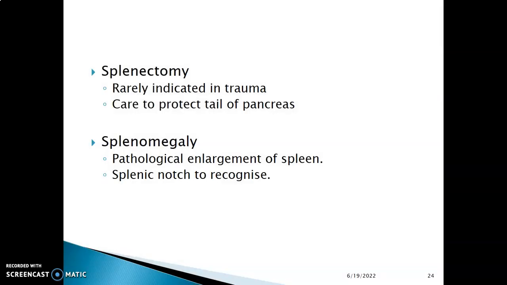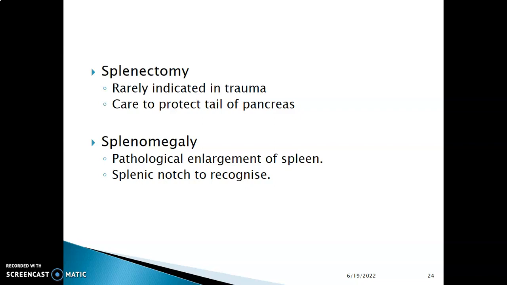So we have what we call splenectomy. Remember, we said the spleen is a lymphoid organ, so it contains immune cells that are able to fight pathogens, and the spleen also destroys worn out or abnormally shaped blood cells. Splenectomy is when you surgically remove the spleen.